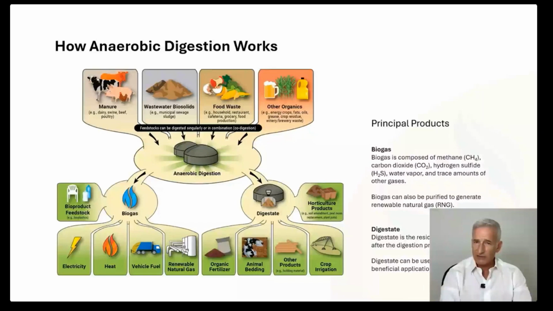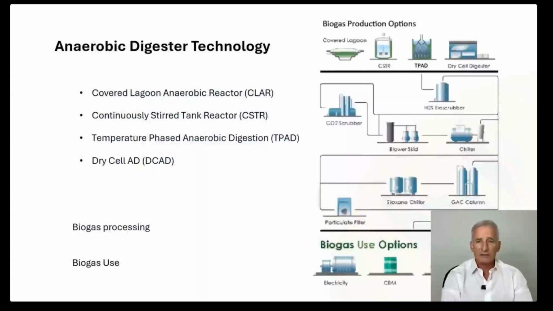In this next diagram, we show the different types of technologies that are used in anaerobic digestion. Each of these processes has its pros and cons, and each can be suitable for any given situation with regards to how the feedstock material is collected and fed into the system. We'll look at the following techniques. Firstly, the covered lagoon anaerobic reactor. Secondly, the continuously stirred tank reactor, the most commonly used technology for AD projects. Thirdly, the temperature-phased anaerobic digester, which is a variation on the last technology.